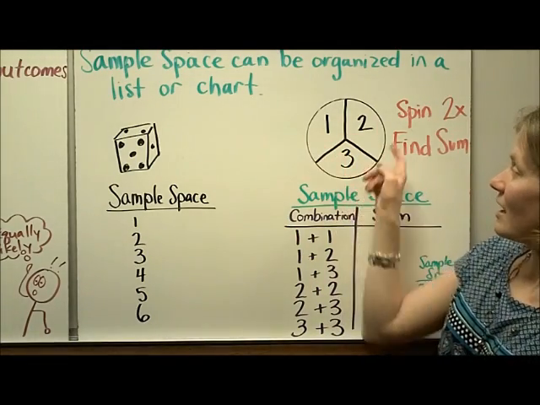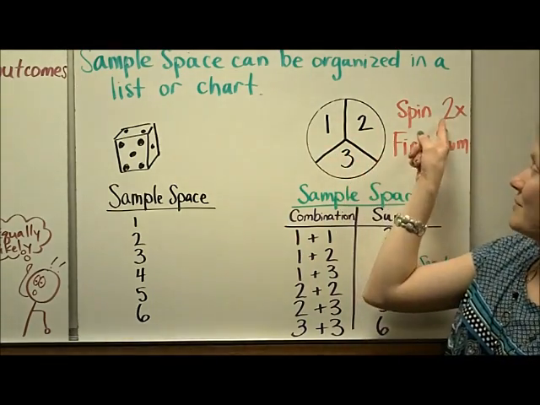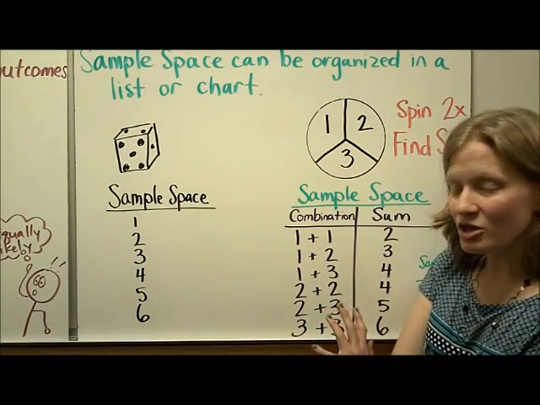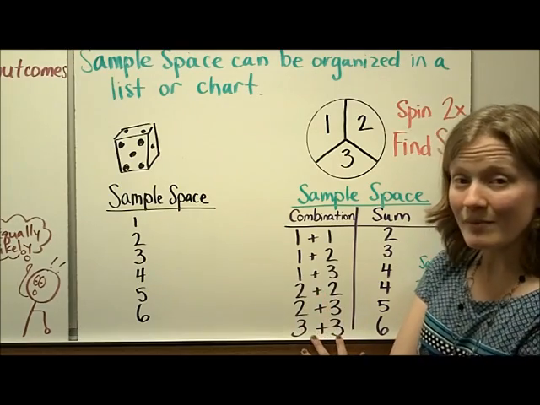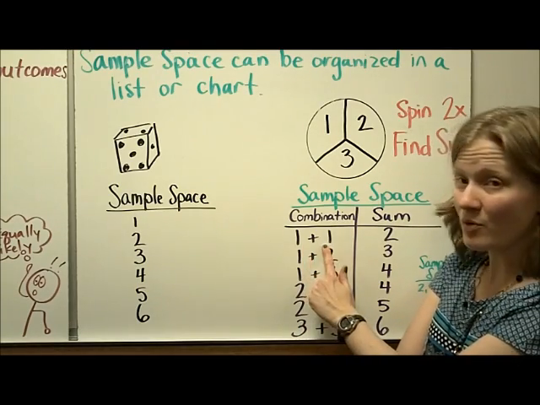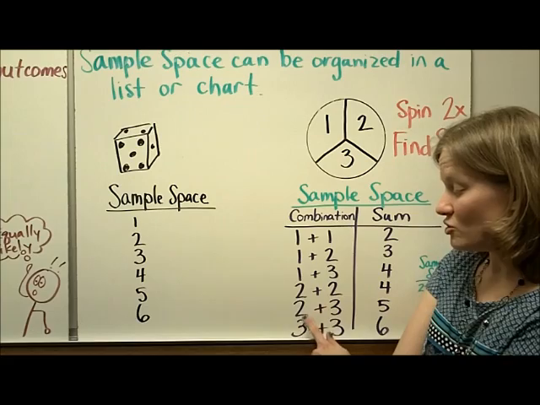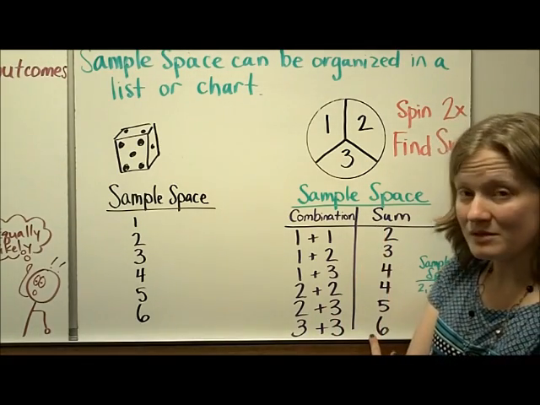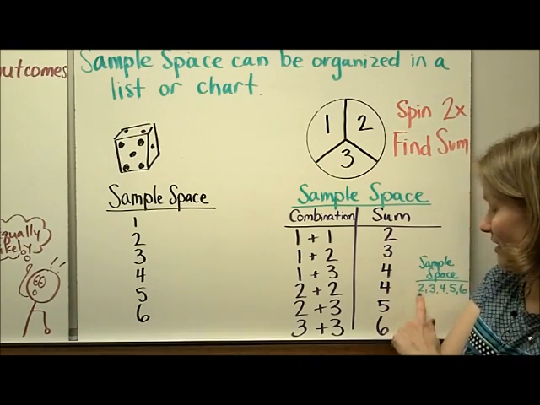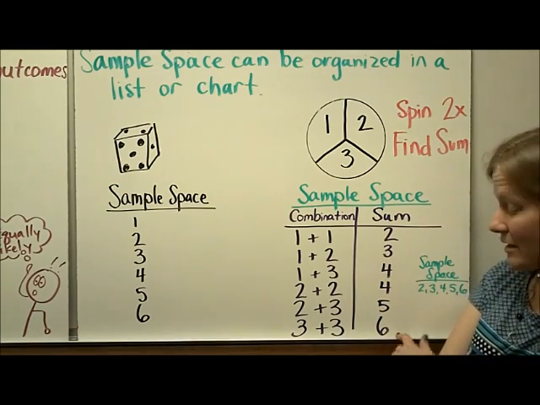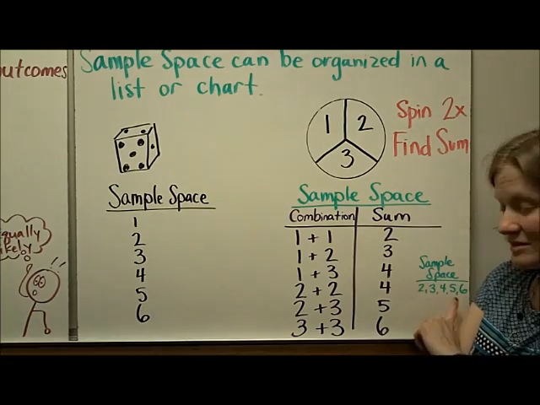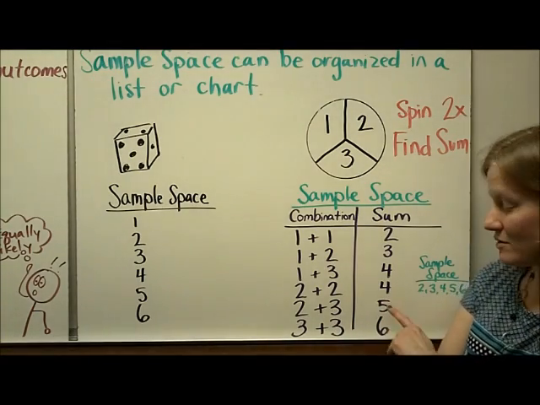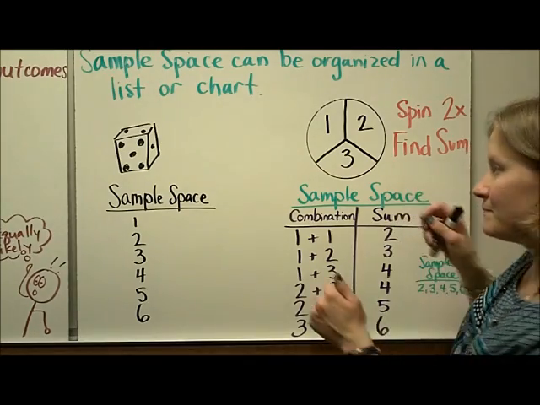In this experiment, I'm going to spin this spinner 2 times and then find the sum of my 2 spins. So I would create a chart where I would show all the possible combinations, like I could spin a 1 both times, or here I could spin a 2 both times, or a 2 and a 3, and then I would record the sums. And my sample space would be all of the possible sums that I could get, 2, 3, 4, 5, and 6. I don't have anything bigger than 6 or anything smaller than 2, so this is a list of my sample space.